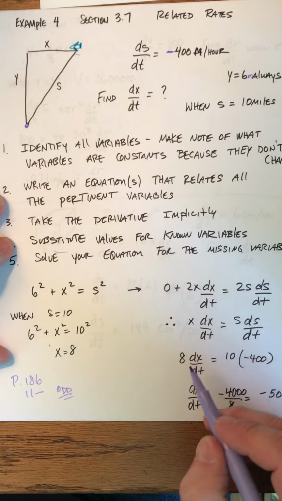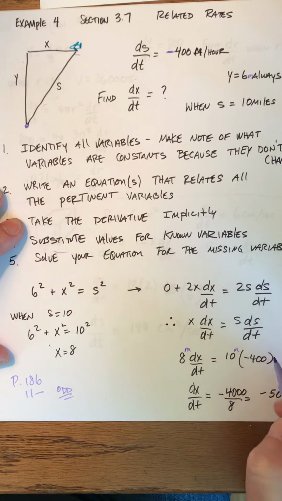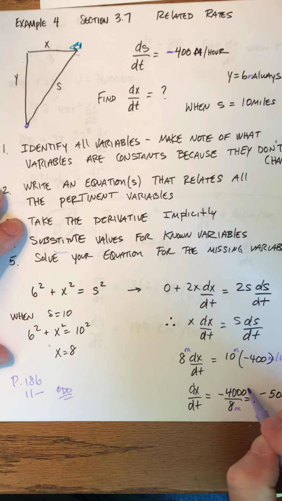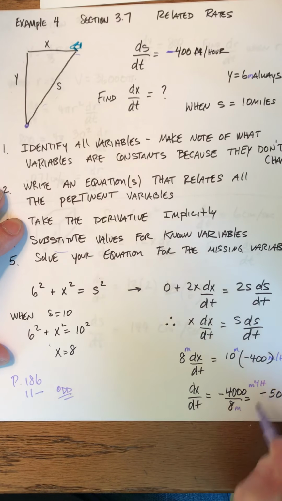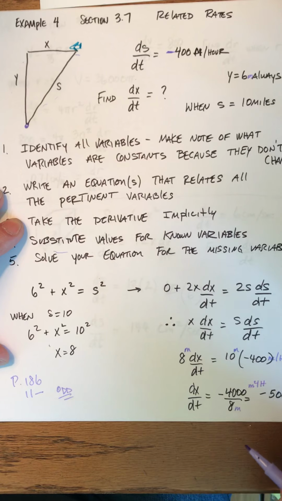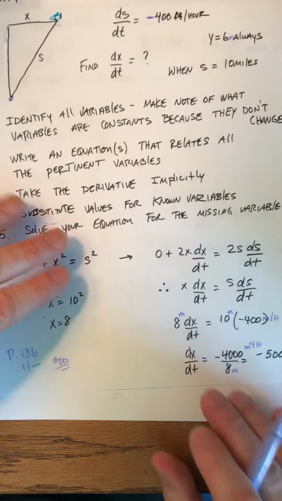What you want to look for too is maybe your units. 8 is miles, 10 is miles, this is miles per hour. When you divide the 8 over, you're dividing miles by, this would then be miles squared per hour. If you have a science class, they make a big deal about these units. Math people kind of graze over it sometimes. That one m will cancel out with an m on top, and you just have miles per hour.